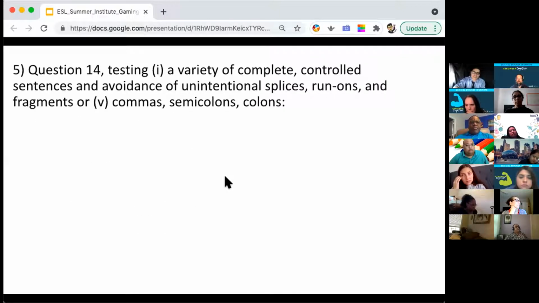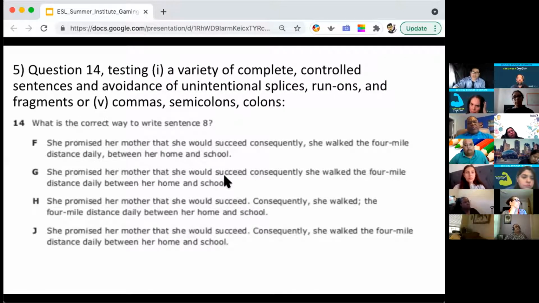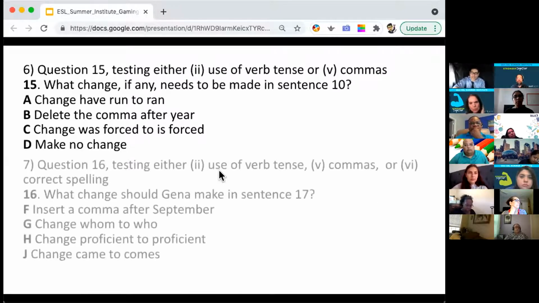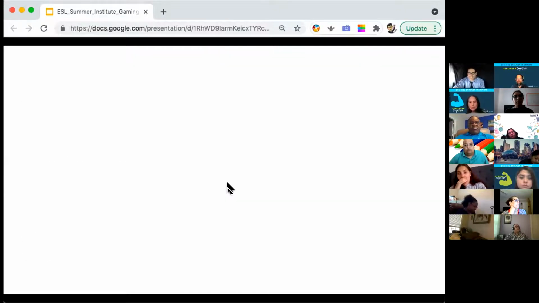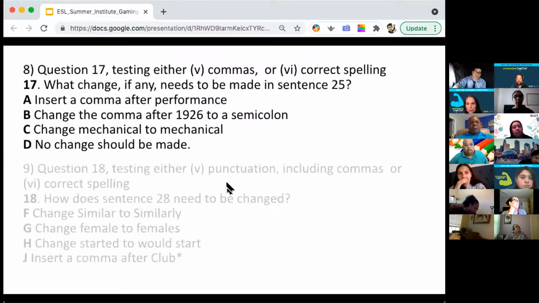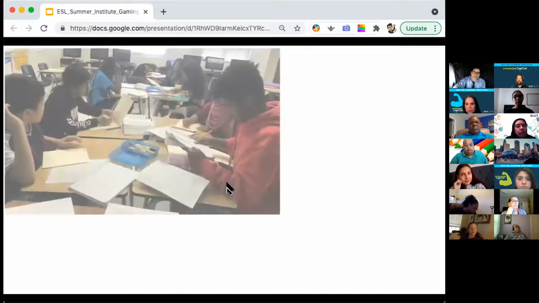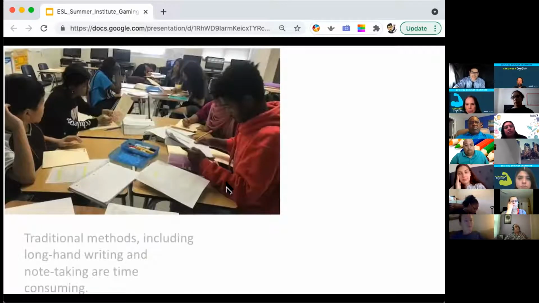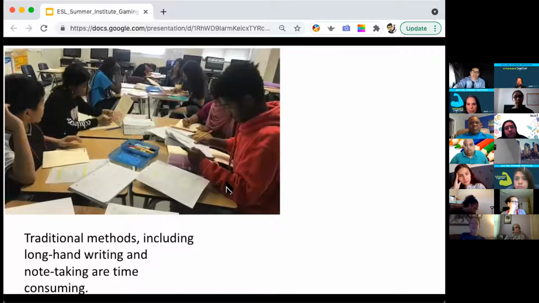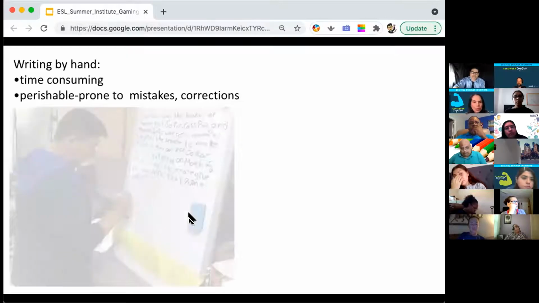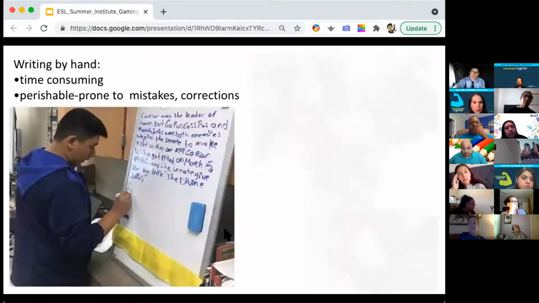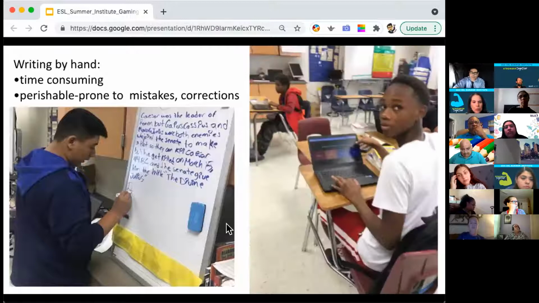These are tested to a certain degree on the STAAR as well. What are we doing to prepare our students to get good at these conventions? So we know that note-taking and handwriting notes is a time-consuming process. We know that it is prone to error. Handwritten notes are perishable and need corrections.